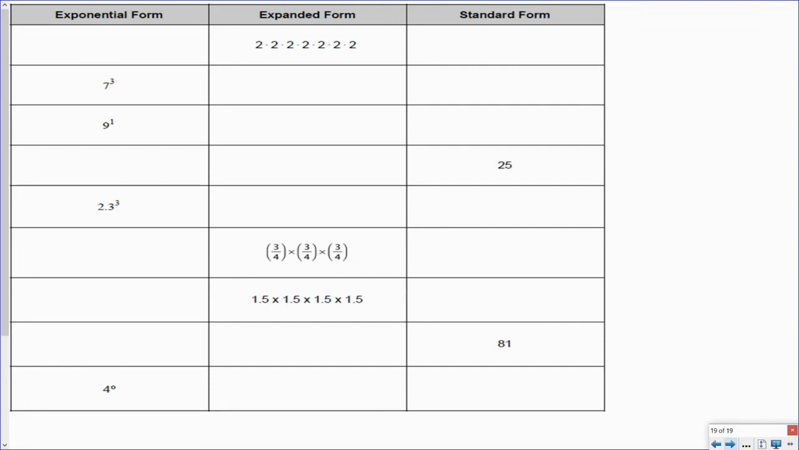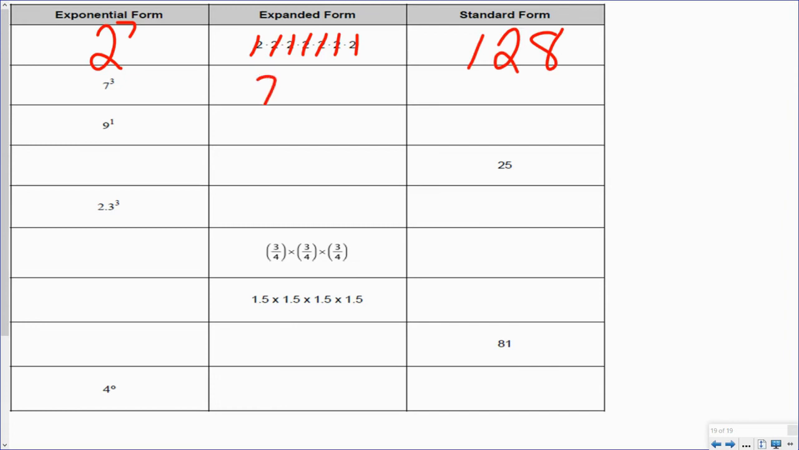Here I have a base of 2 because that's the number I'm multiplying by itself. And I have 1, 2, 3, 4, 5, 6, 7. So my exponent form would be 2 to the 7th. My standard form would be taking 2 times 2 times 2 times 2 times 2 times 2 times 2, which gets me 128.